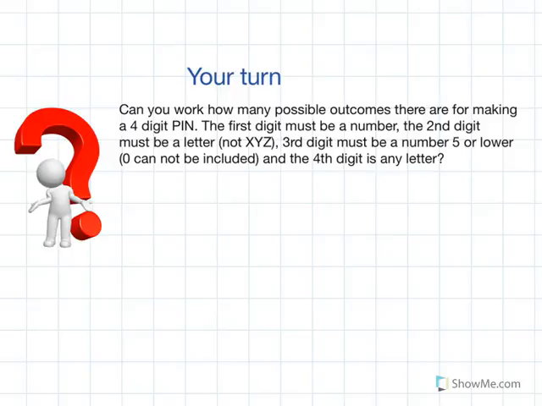Okay, how'd you go with this question? Okay, let's work this out now. So the first digit must be a number. So that can be 10 numbers: 0, 1, 2, 3, 4, 5, 6, 7, 8, 9. So the first digit must be 10.